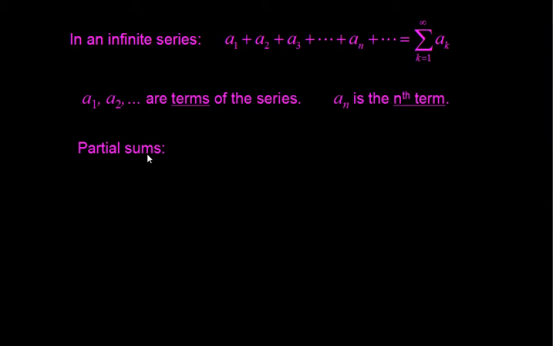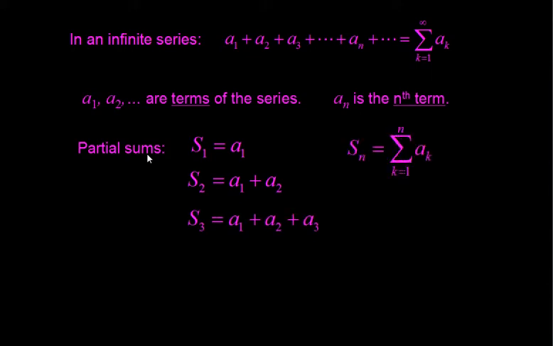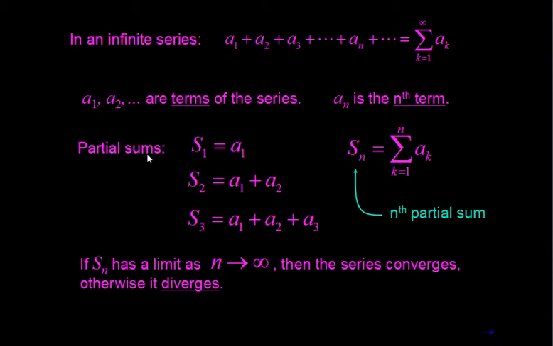The partial sums are adding up the first term, or the first two terms, etc. So s sub 1 is a sub 1. Partial sum s sub 2 is a sub 1 plus a sub 2, etc. S sub n would be the nth partial sum, the sum of the first n terms, which could be denoted as the sum from k equals 1 to n of a sub k. This is called the nth partial sum. If s sub n has a limit as n approaches infinity, then the series converges. Otherwise, it diverges.